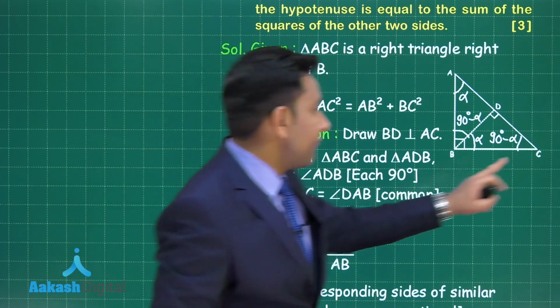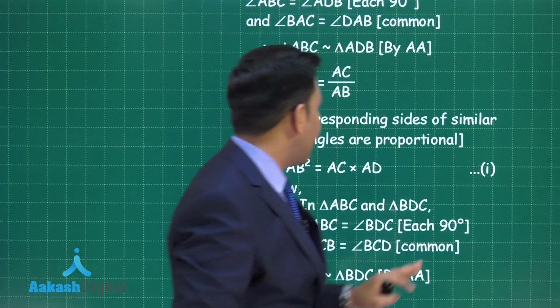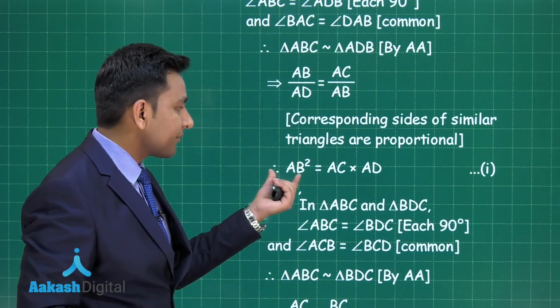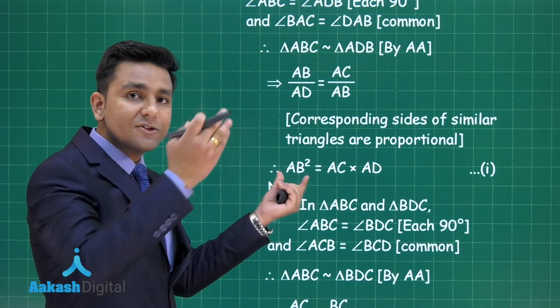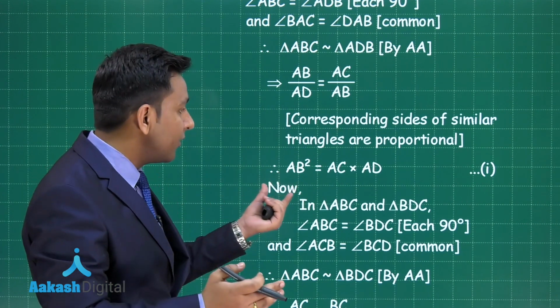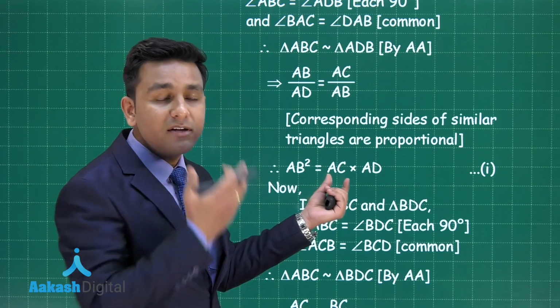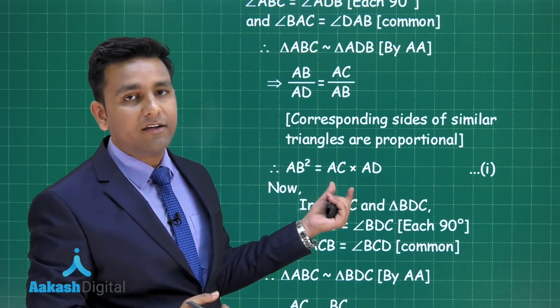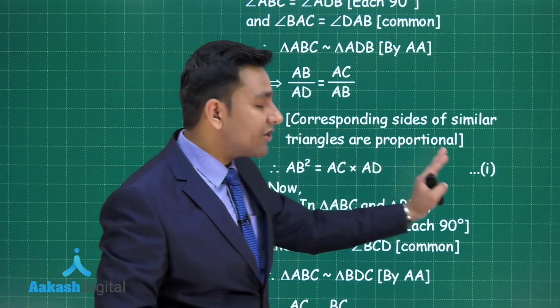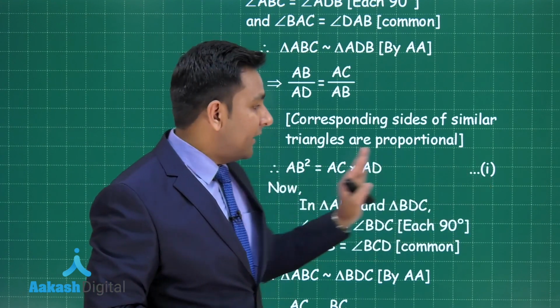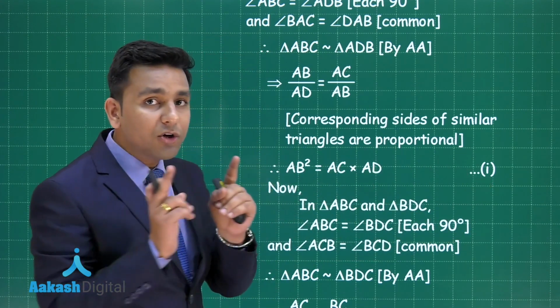And when we further simplify this equation, we are getting AB square. The square of one of the sides of this right angle triangle is equal to AC into AD. AC is the hypotenuse of this given right angle triangle ABC. Mark this equation as equation number 1. Now let's proceed to the next two triangles.